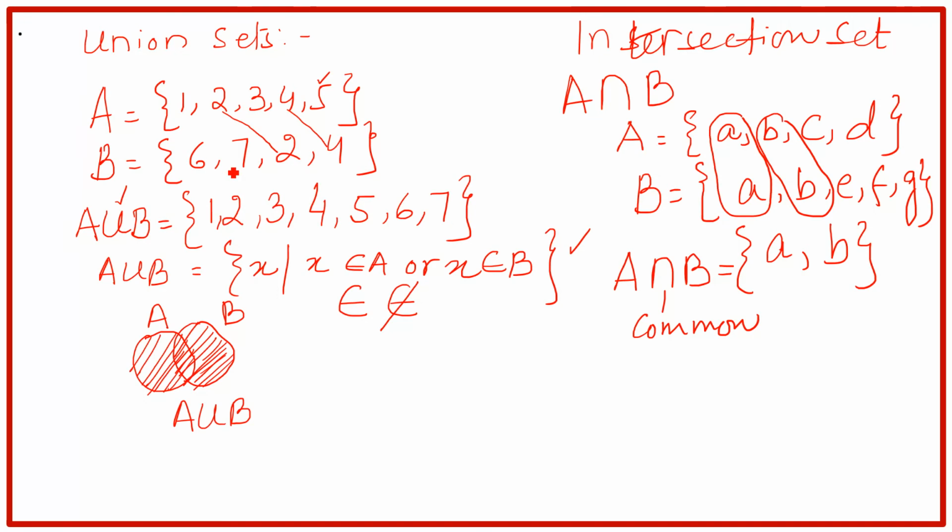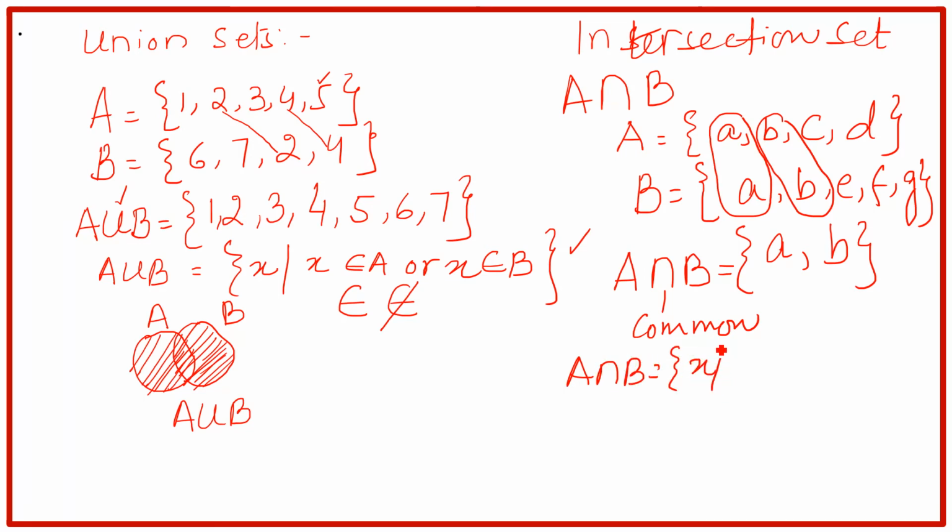Union means you have to write down each and every element of both the sets. This is called union. But if something is common, you have to write down only one time. While in the case of intersection, you have to write down only the common elements. And the set builder notation of A intersection B, how will we write it?